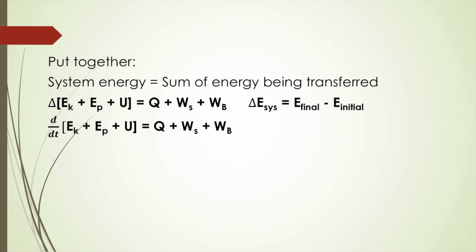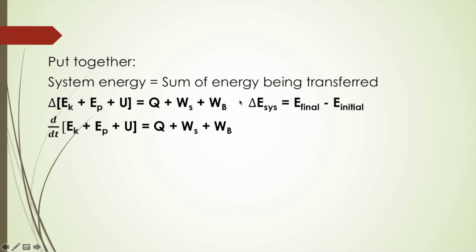Now, let's put all the equations together. The total system energy is the sum of energy being transferred. On the left of the equation is the system energy, and we say there are three components in the system energy: kinetic energy, potential energy, and internal energy. On the right of the equation, those are the ways to transfer energy, which is heat plus work. That's shaft work and boundary work.